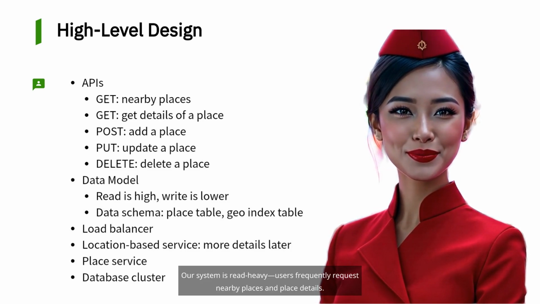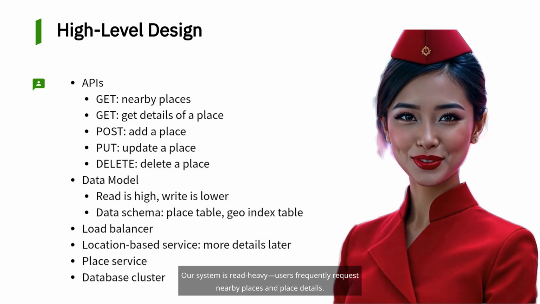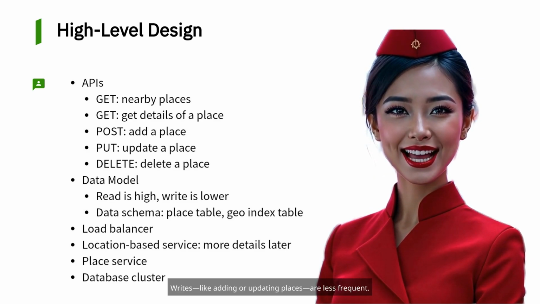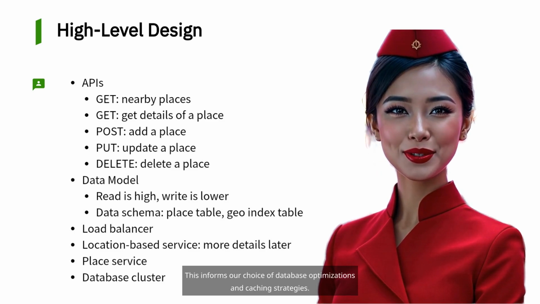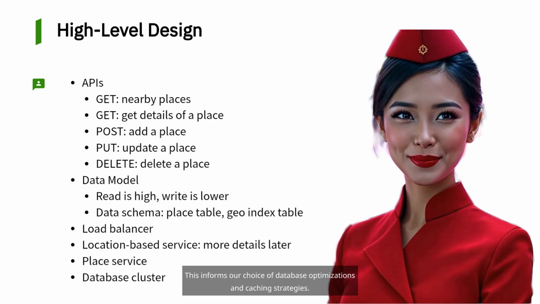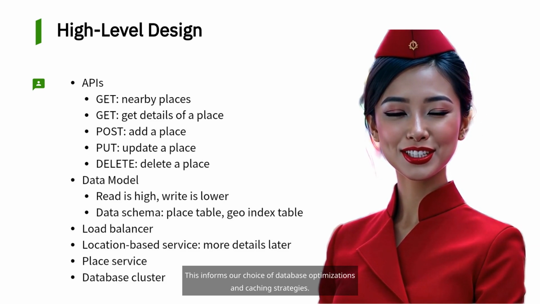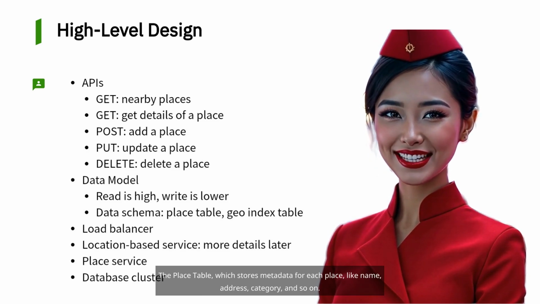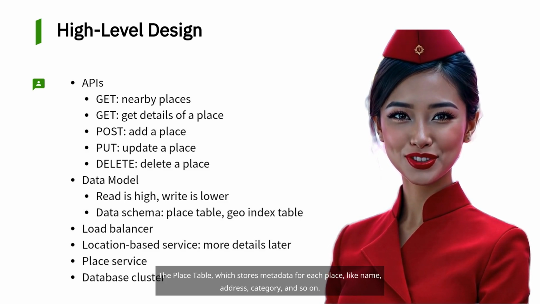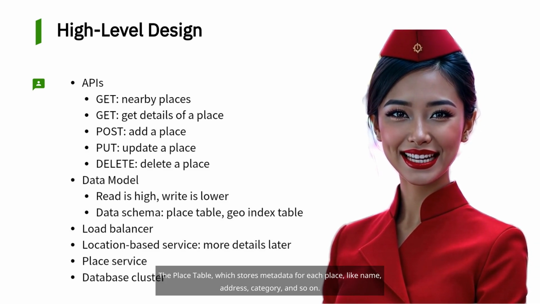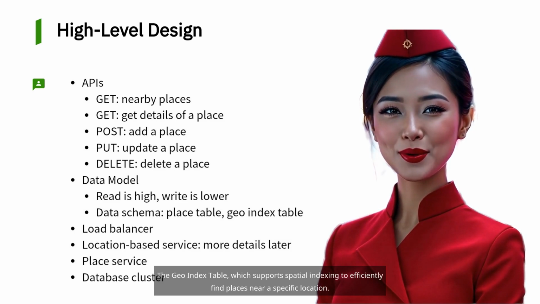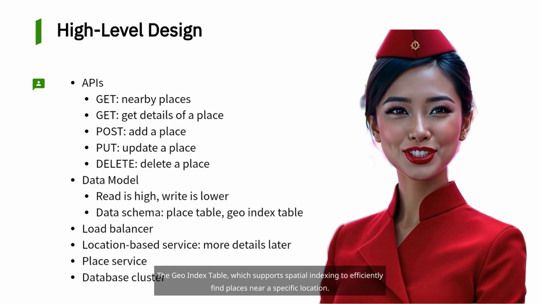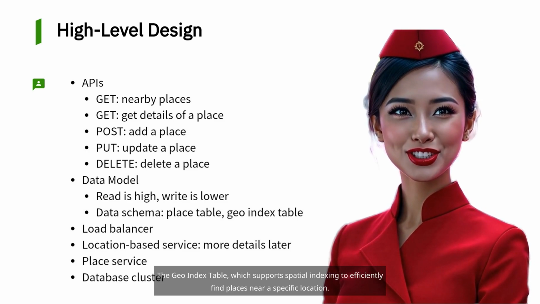Traffic patterns. Our system is read-heavy. Users frequently request nearby places and place details. Writes, like adding or updating places, are less frequent. This informs our choice of database optimizations and caching strategies. Data model. At the core, we have two main tables. The place table, which stores metadata for each place, like name, address, category, and so on. The GeoIndex table, which supports spatial indexing to efficiently find places near a specific location.